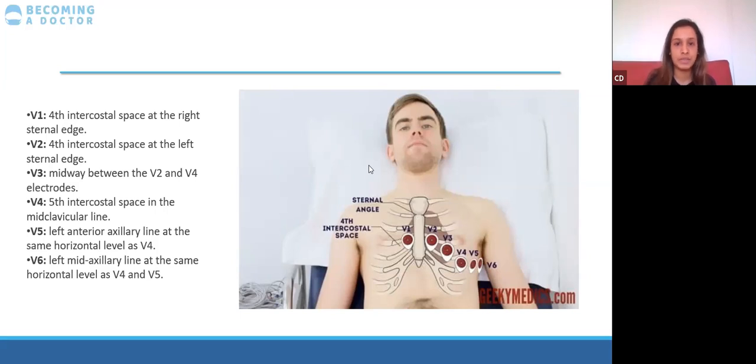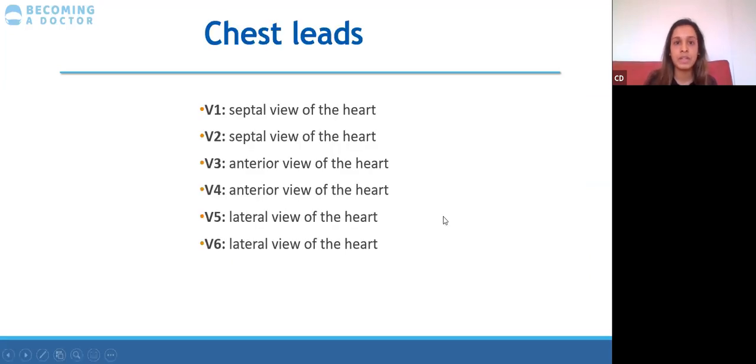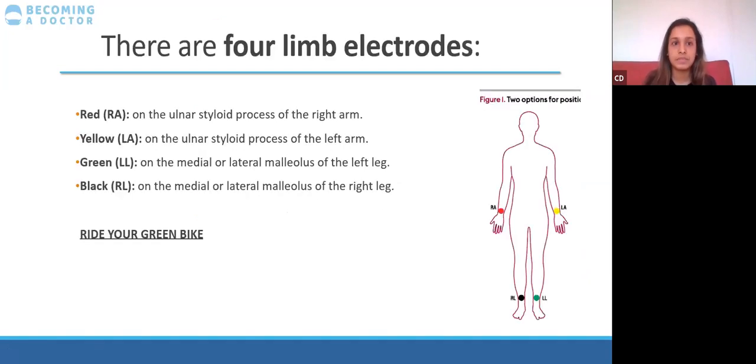So that's the chest leads, but what do they actually show? The chest leads show different views of the heart. V1 and 2 is septal, V3 and 4 is anterior, and V5 and 6 is lateral. I have an acronym for that, which we will cover in a couple of slides' time.